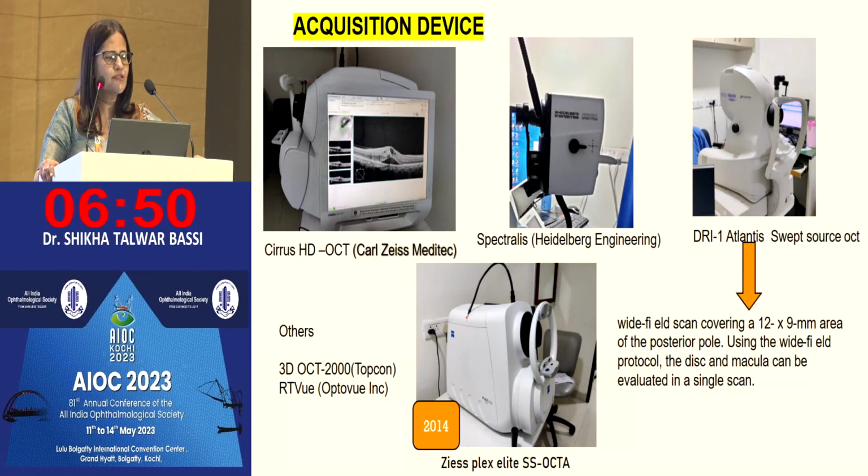Now, these are the acquisition devices. There are a number of devices available. These are a few devices that are available at Shankar Netralaya. These are the most commonly used devices, that is Cirrus HD-OCT by Carl Zeiss, then Spectralis by Heidelberg. And in Swept Source, the advantage is that you get a wide field scan where you can look at the entire posterior pole in one go. You can look at the macula and the optic disc in one go. And you also have devices by Topcon and OptoVue.